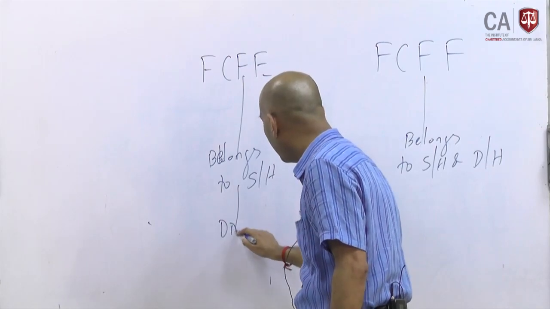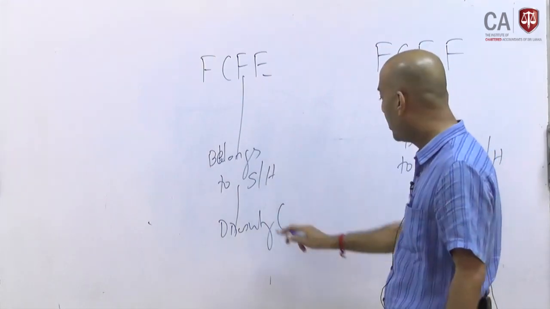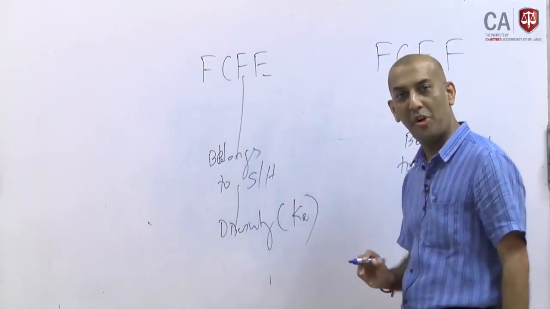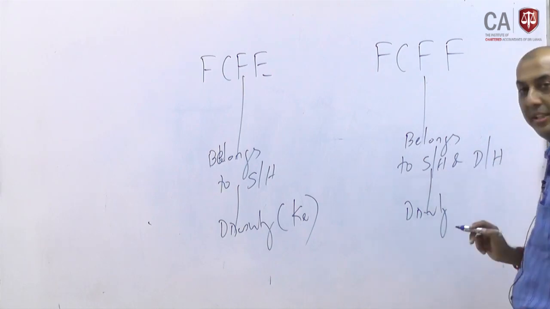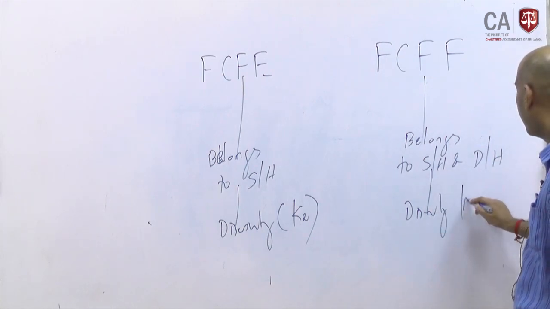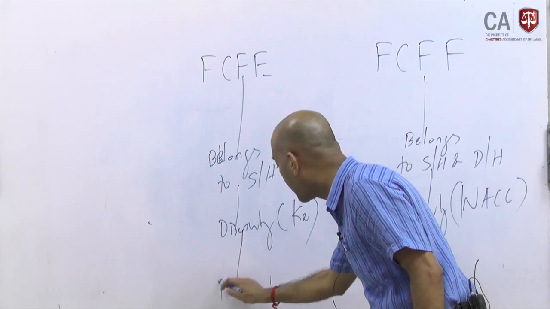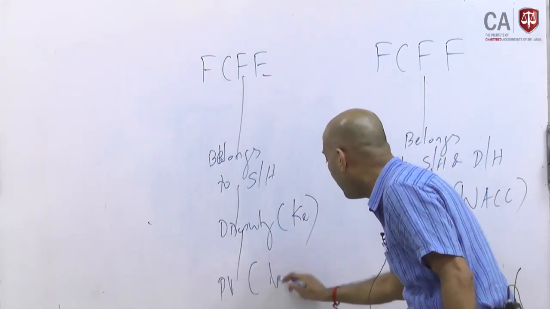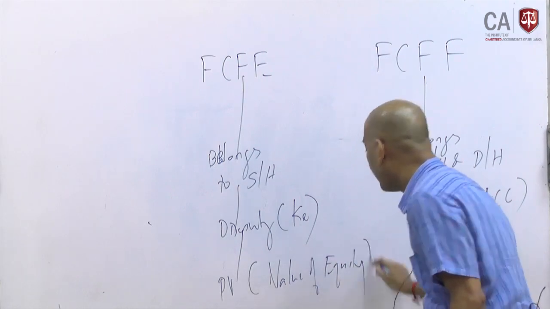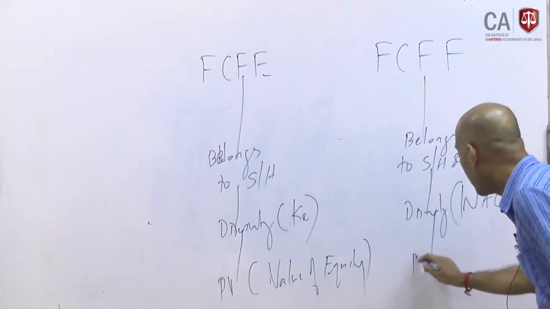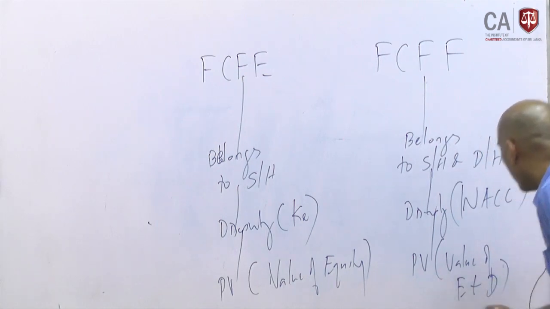So you are discounting, since the cash flow belongs to shareholders only, using cost of equity. Since these cash flows belong to shareholders and debt holders, you can discount using what? WACC. When you discount, you get the present value, that is the value of equity. Value of equity, that's your valuation. This is the present value, which is the value of equity plus debt.